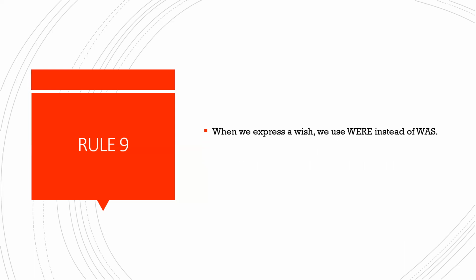When we express a wish, we use were instead of was. Here is another one that people are very confused with. What should you say? I wish I was a queen, or I wish I were a queen. Well, this rule is very specific, right? It tells you that when you are expressing a wish, use were. For example, I wish I were a butterfly. I really wish I were one, because then I could fly all over and see places and it would be exciting. All right, did you understand all 9 rules?